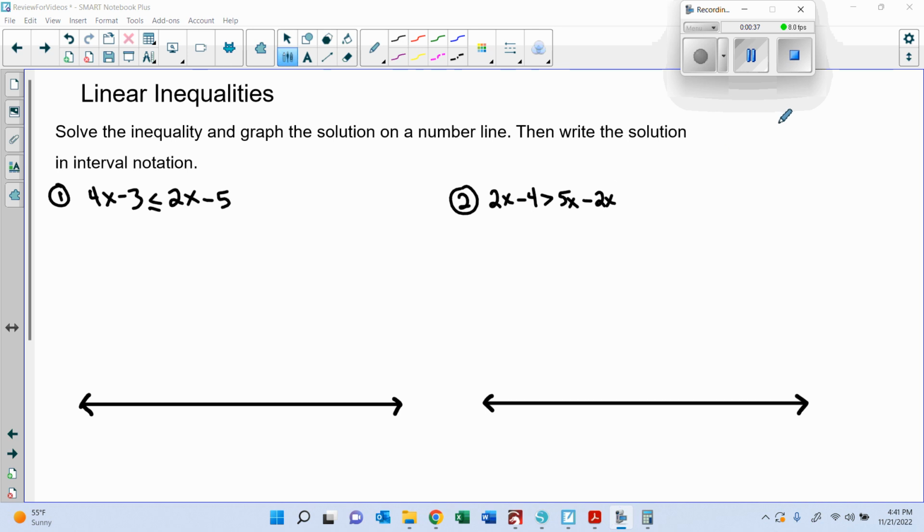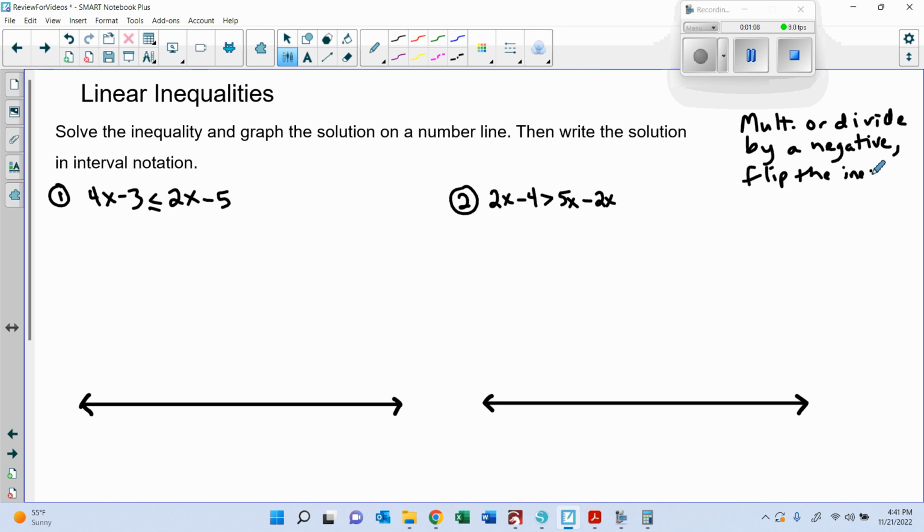And remember that the only thing you have to worry about, you solve these the same way you do linear equations, except if you multiply or divide by a negative. So when you're trying to solve, if your process, you have to multiply or divide by a negative number, you need to flip the inequality. So just change the direction of the inequality if that's the case. Okay, otherwise everything's the same as linear equations.